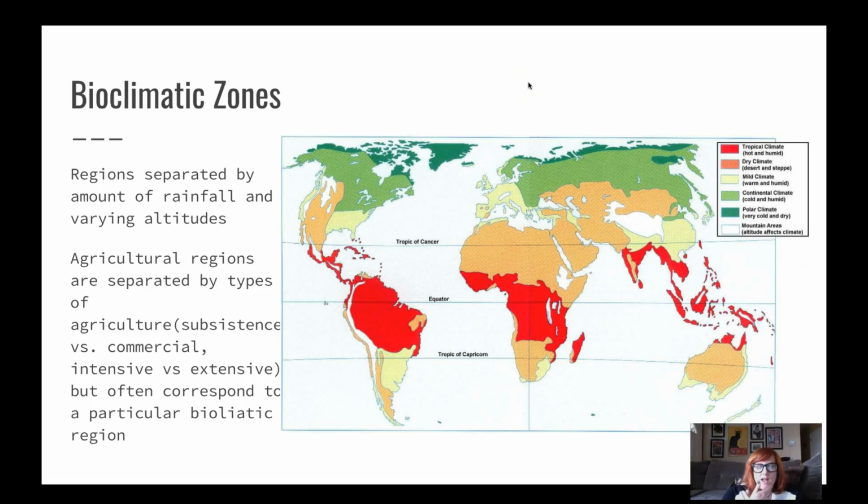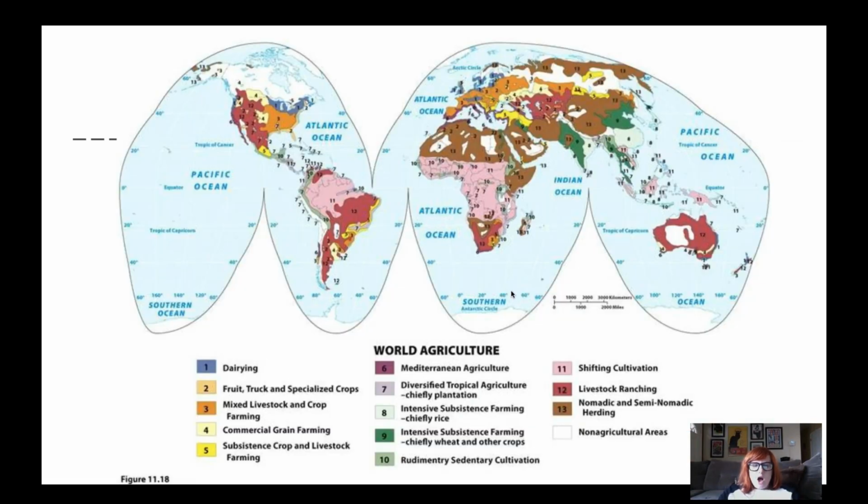Okay, something else I want to add is subsistence versus commercial agriculture and intensive versus extensive agriculture. But all of these also correspond to the bioclimatic zone, so I wanted to show you those first. Some of these climates are better, more conducive for growing crops than others, but mostly it just determines what type of crops you are going to grow if you're a farmer.